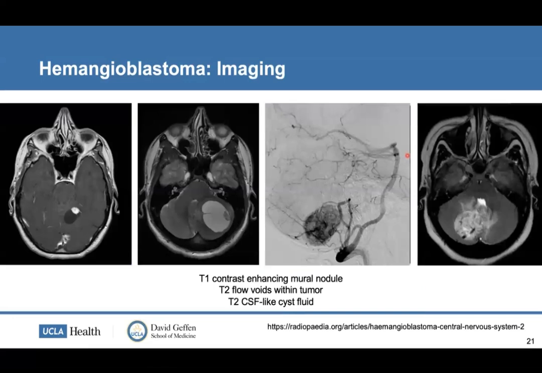These are the imaging findings, as mentioned before, classically an enhancing mural nodule with a cystic component. Given the very vascular nature of these tumors, they often have T2 flow voids on imaging. In addition to that, DSA demonstrates a significant tumor blush, and preoperative embolization can be very useful in cases that are going to surgical resection.